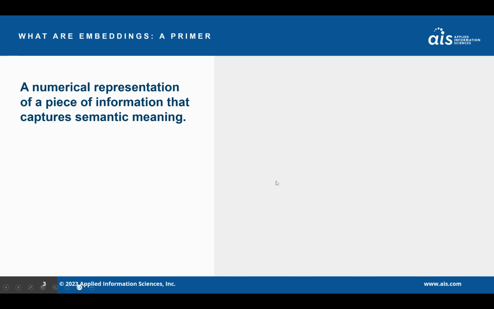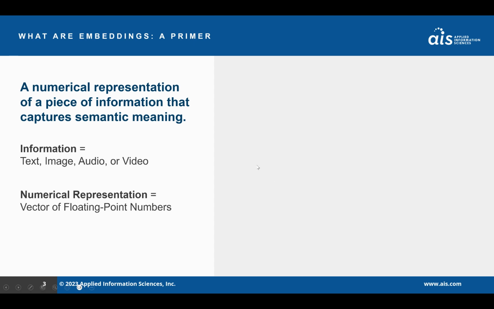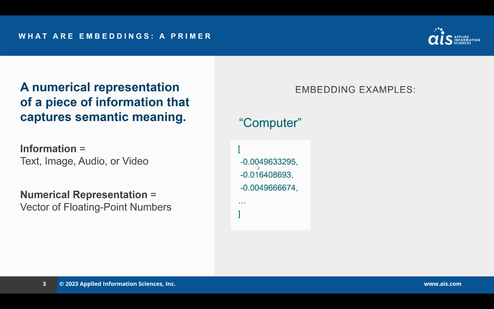So, what are embeddings? Embeddings really are a numerical representation of semantic meaning of any piece of information. That information could be text, image, audio, video, and the numerical representation is a vector of floating point numbers. So let's take an example. Here is a text embedding for the word computer. Here is the text embedding for the word keyboard. If you notice, the first value of the first column of the vector is rather close to each other.